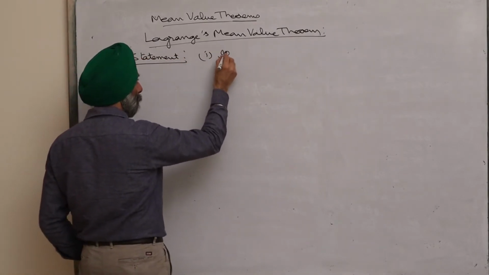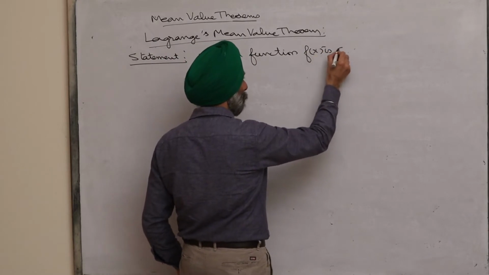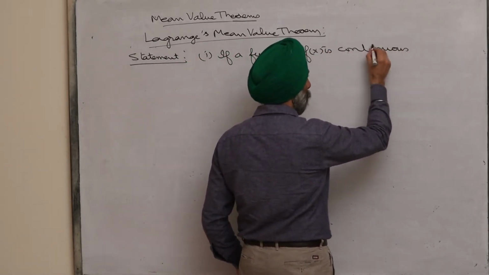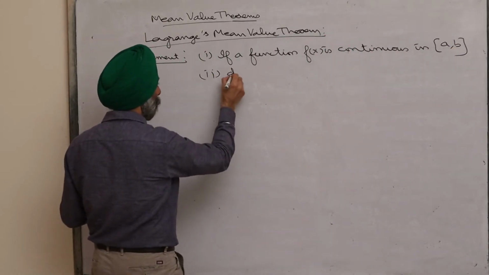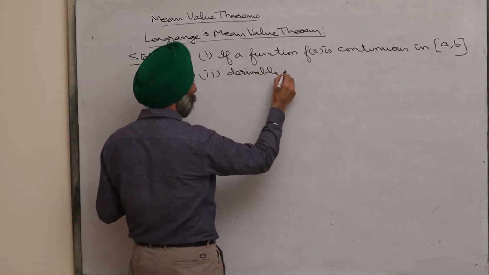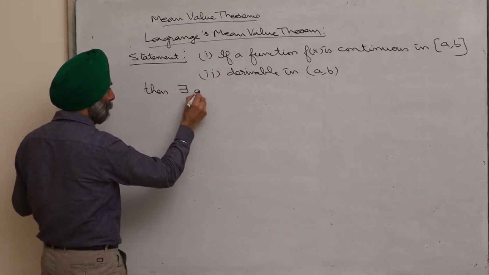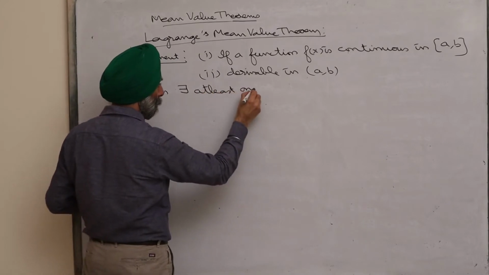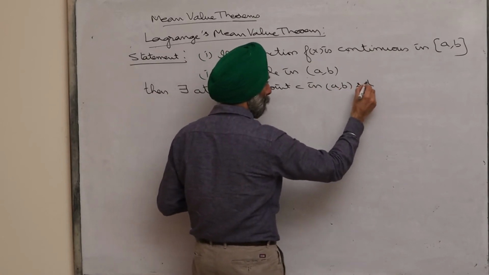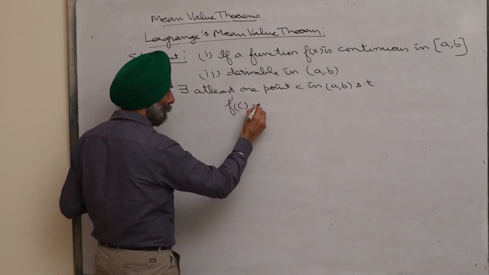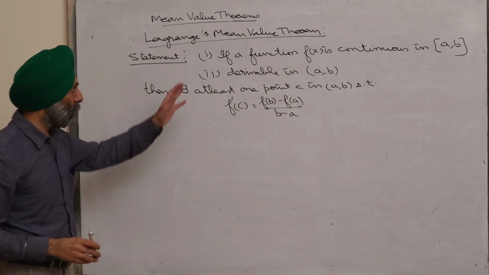If a function f(x) is continuous in the closed interval [a, b], derivable in the open interval (a, b), then there exists at least one point c in the open interval (a, b) such that f dash c is equal to f of b minus f of a upon b minus a. So this is the statement of the Lagrange's mean value theorem.